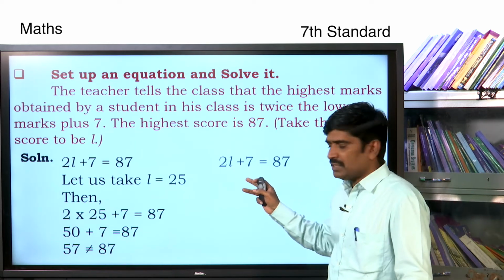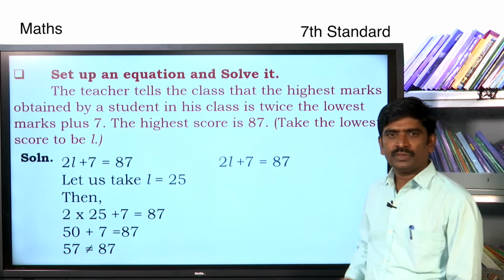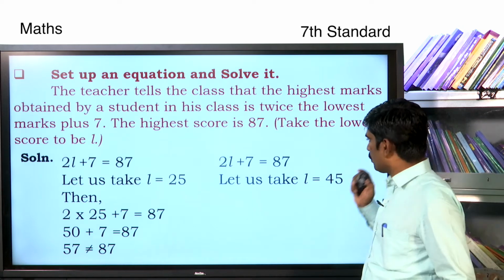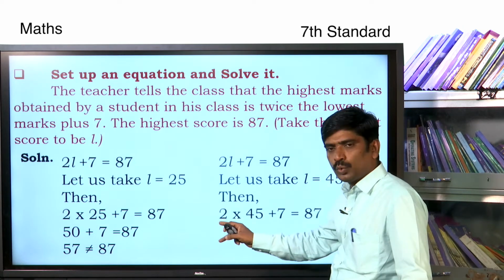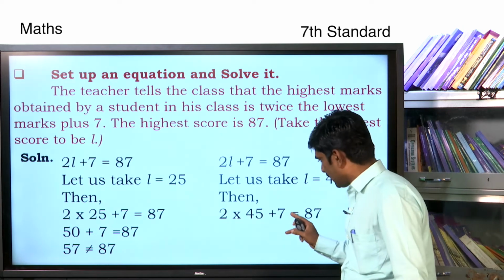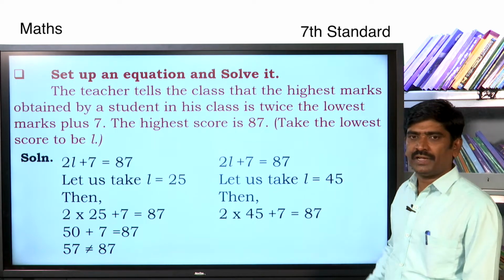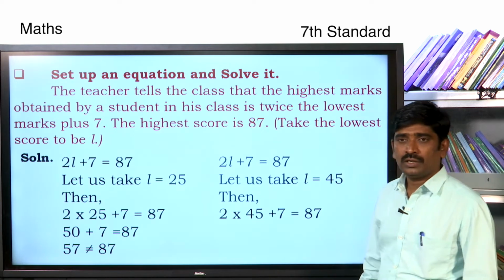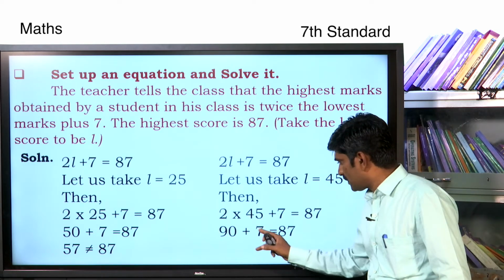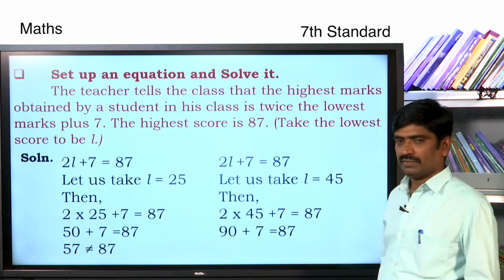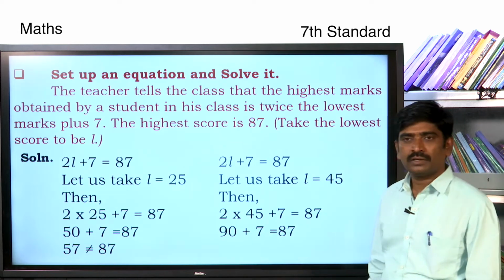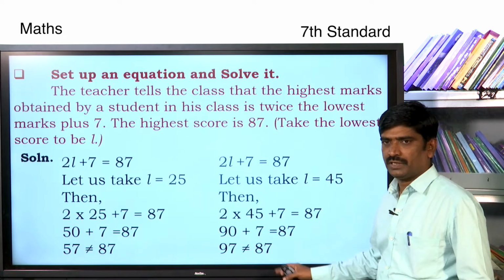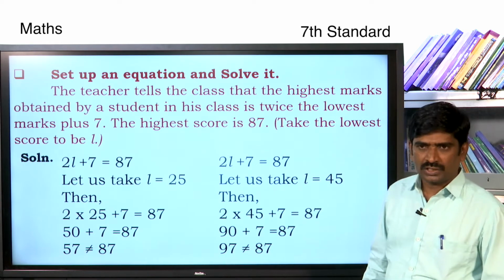2L plus 7 is equal to 87. Let us take L is equal to 45. If you take L is equal to 45, then what happens? 2 into 45 plus 7 is equal to 87. 2 into 45 means 45 2s are 90. 90 plus 7, how much? Very good, 97 is not equal to 87. This solution is also not satisfied.